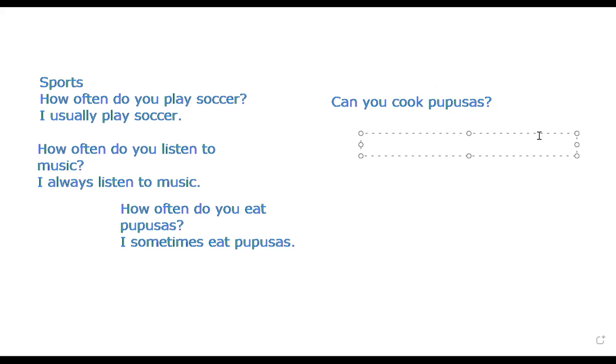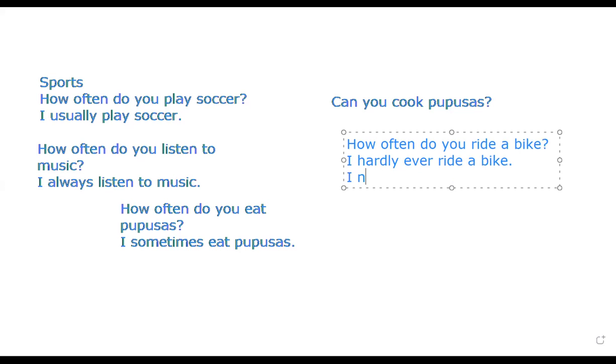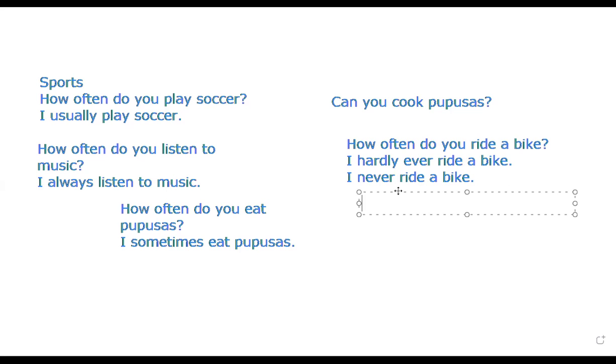Delicious pupusas. So the next activity, how often do you ride a bike? ¿Con qué frecuencia anda en bicicleta? Hardly ever. I hardly ever ride a bike. I never ride a bike. Okay. I seldom ride a bike. I seldom ride a bike. Casi nunca. Casi nunca ando en bicicleta.